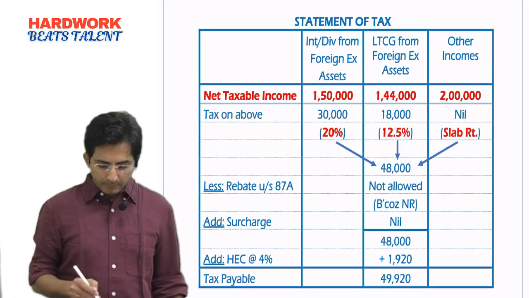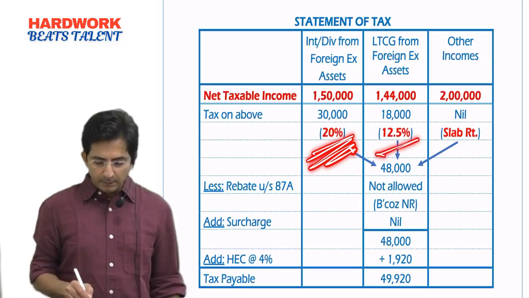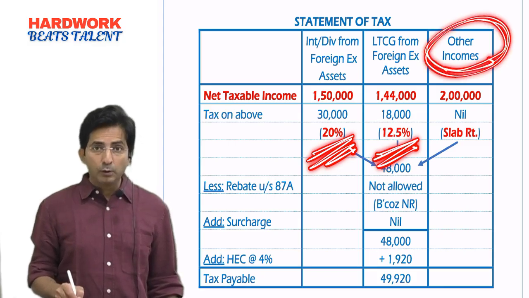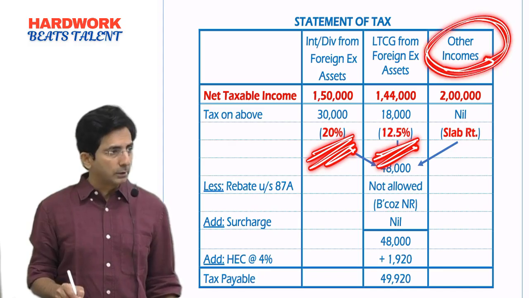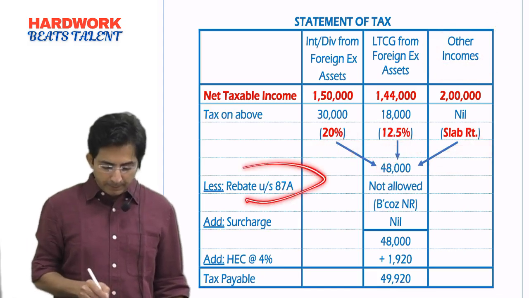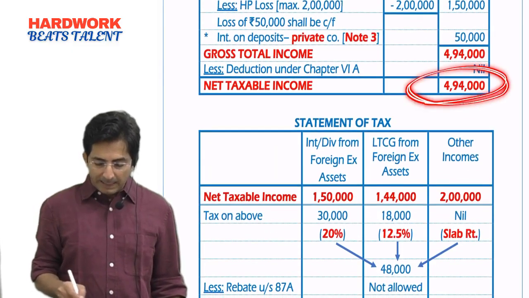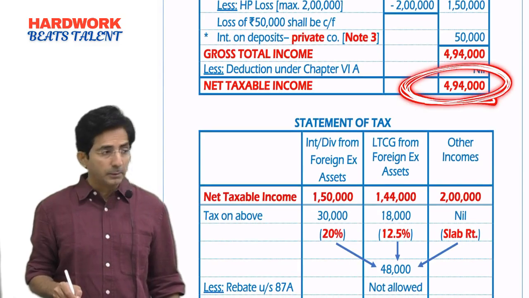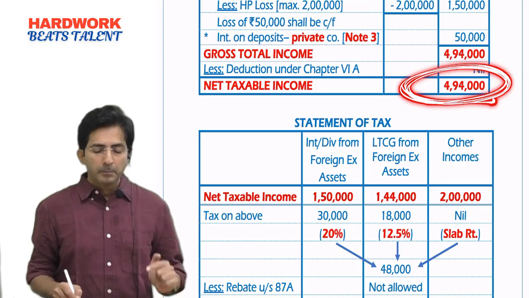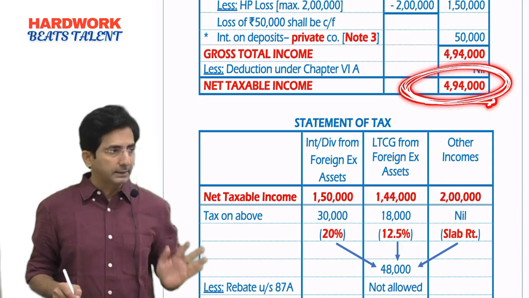Then apply the tax rate: on interest and dividend from Sargo, 20% tax. Latak G, 12.5%. Other income is subject to slab rate. Whether to follow the old or new slab rate is given in the question: old slab rate. And under the old slab rate, the tax will be 0. And rebate is not allowed to NR. If you remember, people having net taxable income up to 5 lakhs are eligible for rebate. His income is up to 5 lakhs, so actually he is eligible for rebate. But because he is non-resident, he will not get rebate. Rebate is meant only for resident assessees.